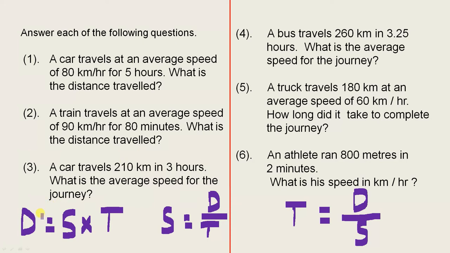And the important thing to remember finally is that distance is measured in kilometres, speed is measured in kilometres per hour, and the time is in hours. So they're the units we have to use for each of these equations.